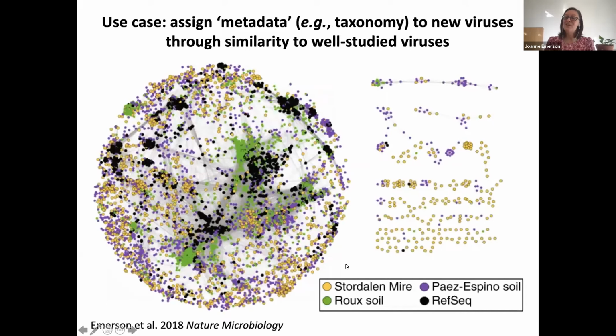Assigning metadata to new viruses is one possible use case. So what do I mean by that? This is an example of actually using an earlier iteration of vContact to assign taxonomy to new viruses based on their clustering with old or previously known viruses. And so there are lots of caveats associated with how close you need to cluster in order to confidently leverage that metadata and make those assignments. Not going to make the case here of exactly what those thresholds and cutoffs should be.